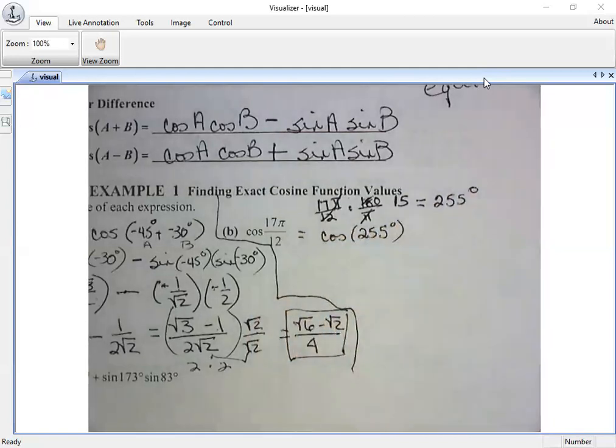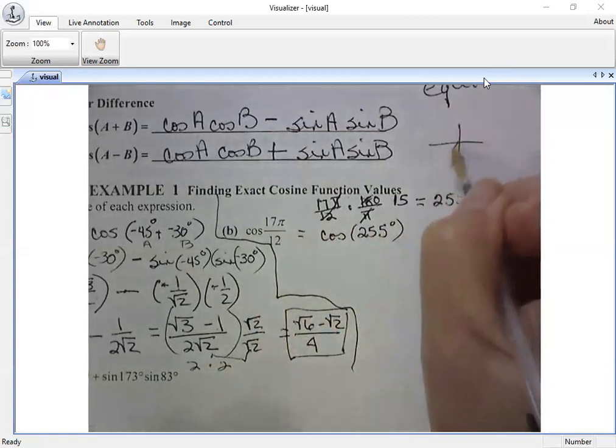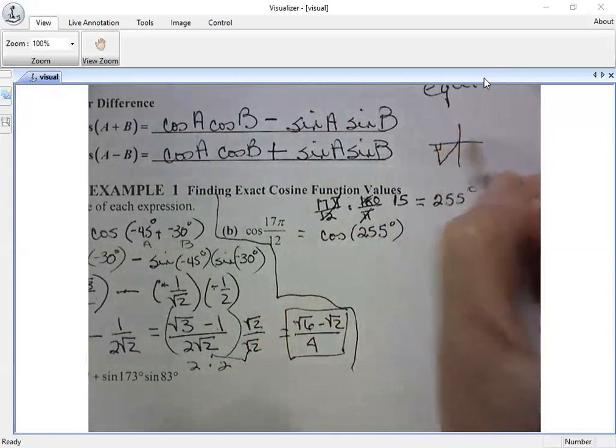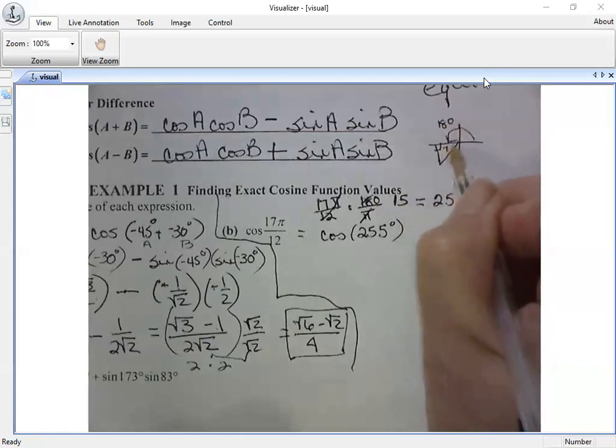Now, I know that's going to be in which quadrant? That's going to be in the 3rd quadrant because it's got to be between 180 and 270 in the 3rd quadrant. And if I were to put 255 degrees here, that means I've got 180 to get here, and this would be 75.